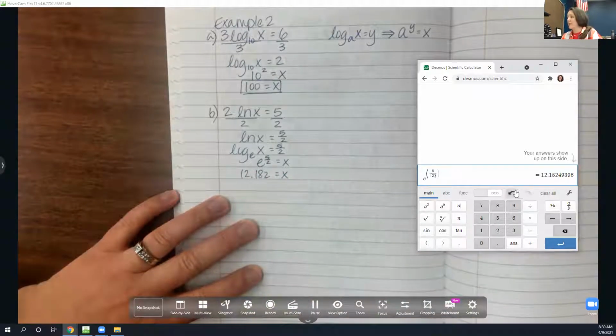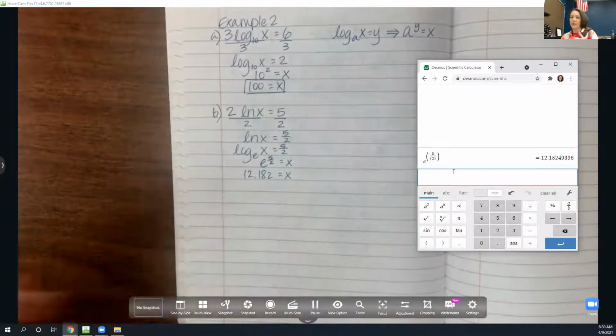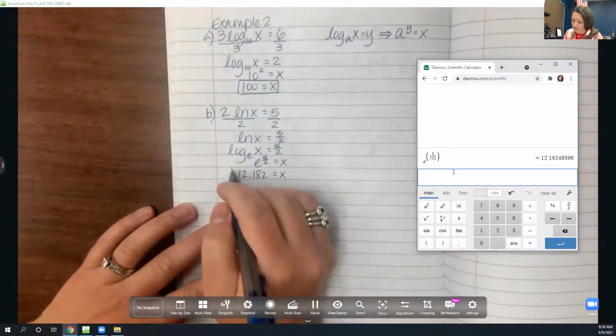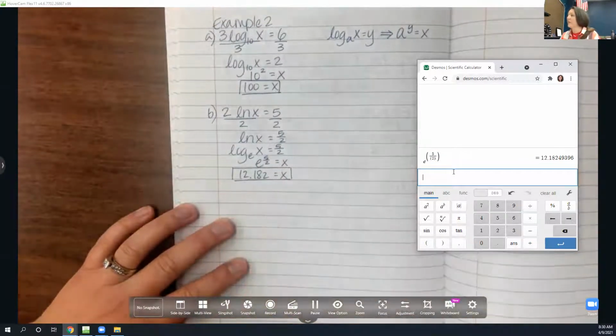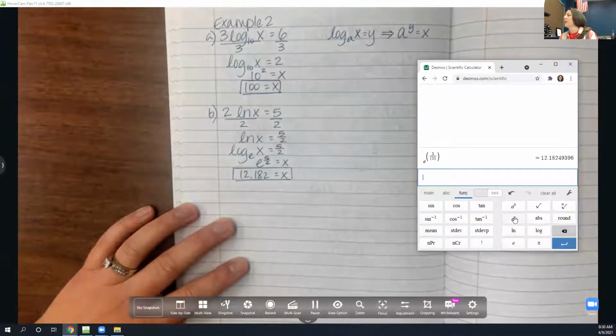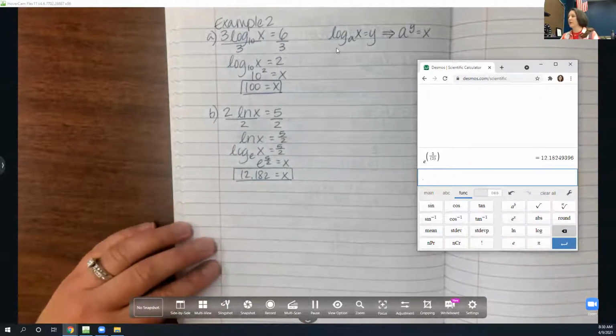By the way, when you're in Desmos, just putting in e will get you that number automatically. I don't know if there's a function for it there. Is there? Oh yeah, here it is. All right, but you can also plug in e.